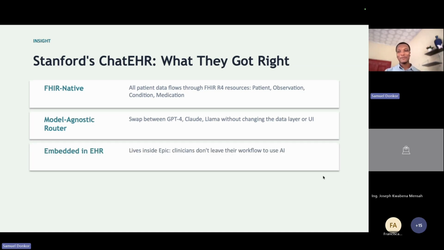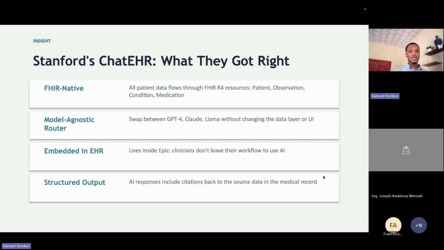The third one is that it was actually embedded in an EHR. So like I said, you don't have to bolt it onto the EHR. You have to integrate it into the EHR. You have to embed it into the EHR. You have to live inside it so that it doesn't disrupt the clinician workflow. They don't have to use a different tool all over, right?